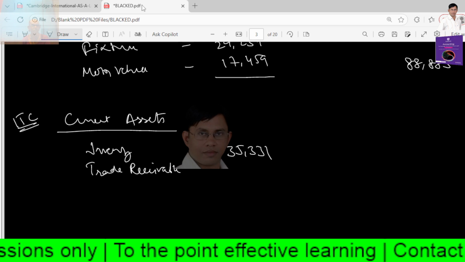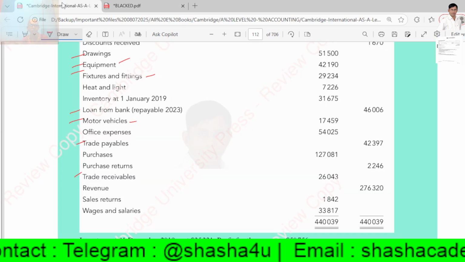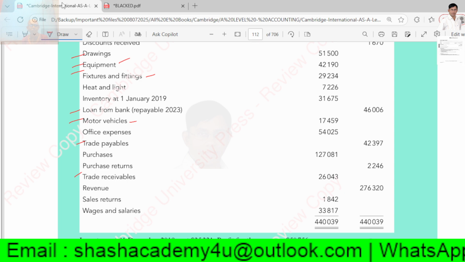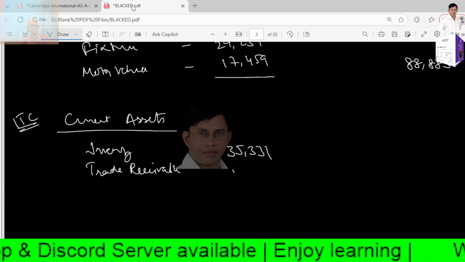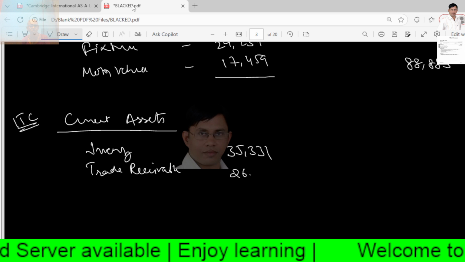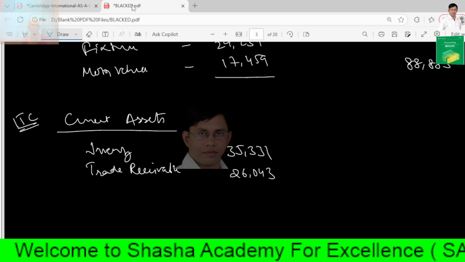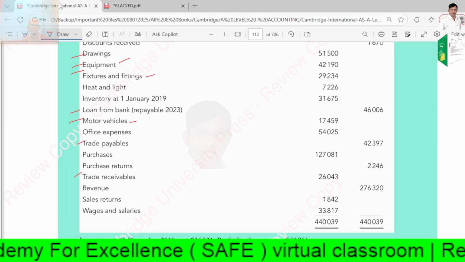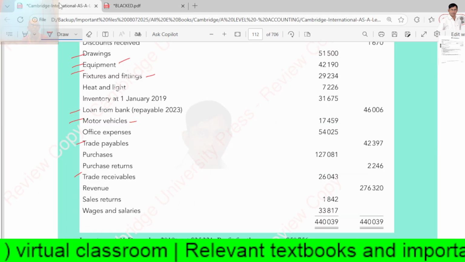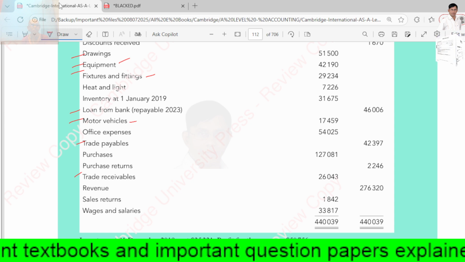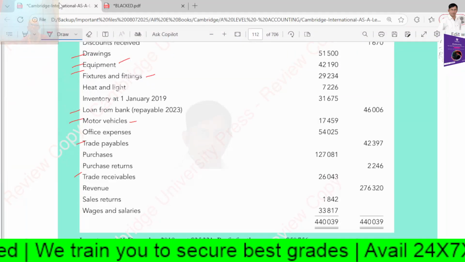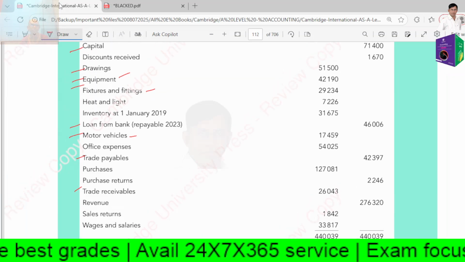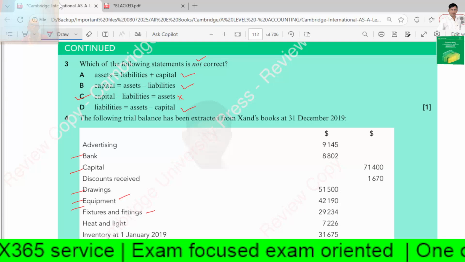How much is trade receivables? 26,043. Trade receivables 26,043. Then cash in hand. Is there any? No cash. Bank balance is there: 8,802.